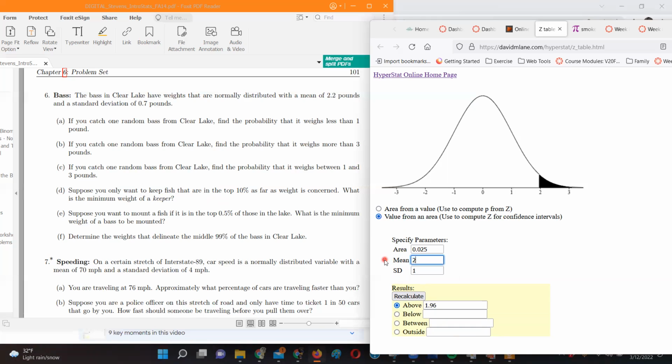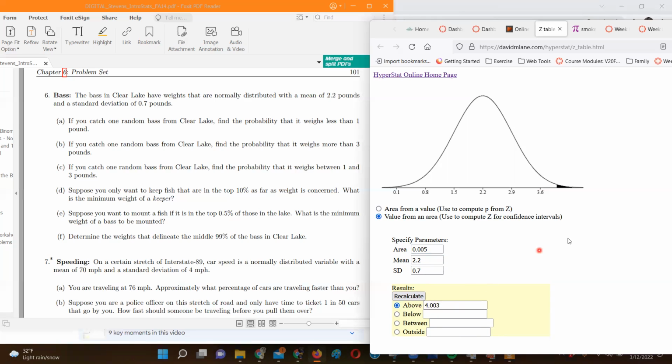You've got to update the mean and the standard deviation, 0.7. And then the area we're looking for is the top 10%. So 0.1, remember making a decimal, and we want above, the top 10%. So that's the cutoff of the top 10%. What if I want the top half of a percent? Well, you've got to remember that 0.5% is the same as 0.005, because you move that decimal place over 2 places. And then we want top still.